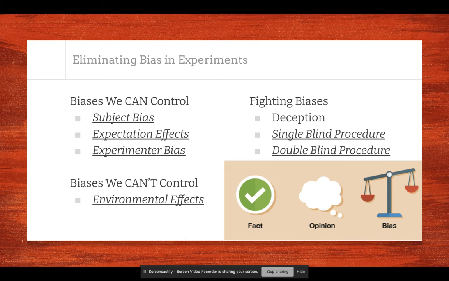And subject bias is when a person who's participating in an experiment, so the subject or participant, acts in a certain way in the experiment. It might be to look more favorable to the experimenter. It might be to help them out. It might be to screw them over.